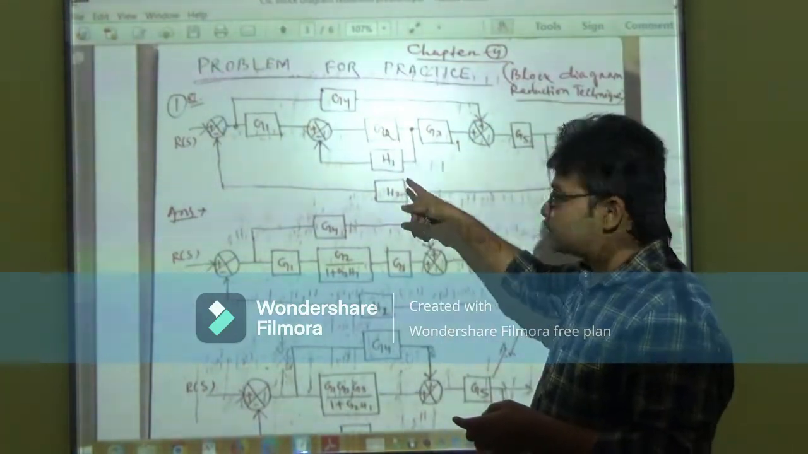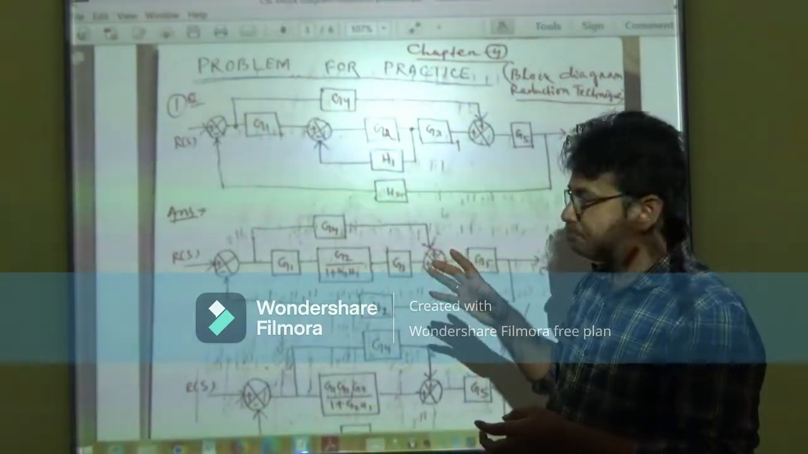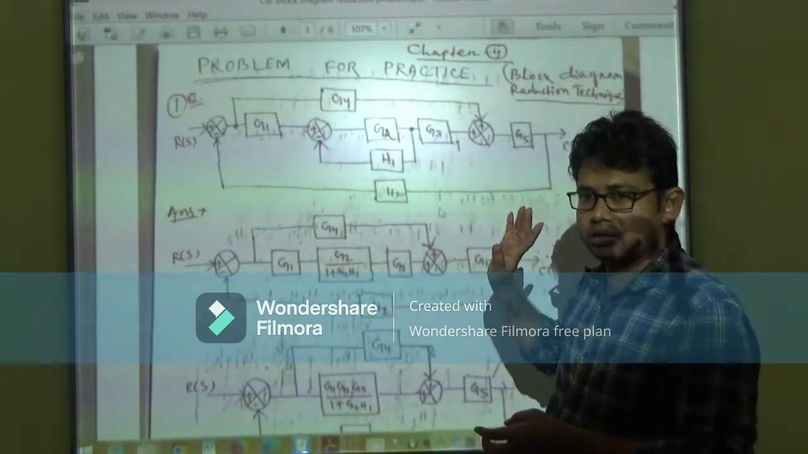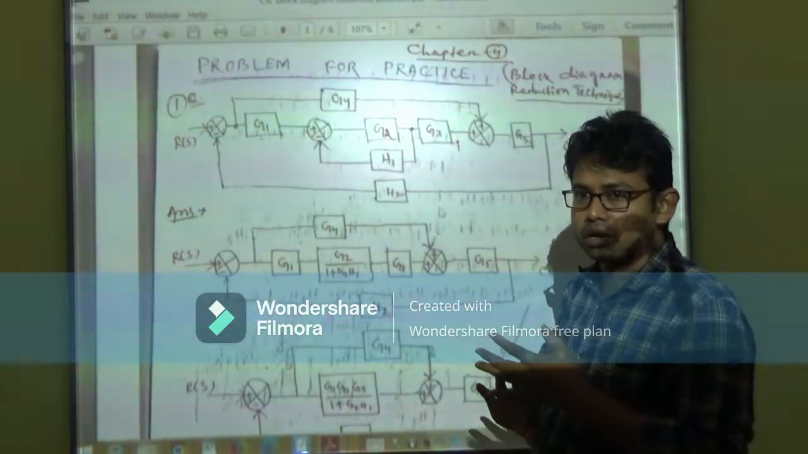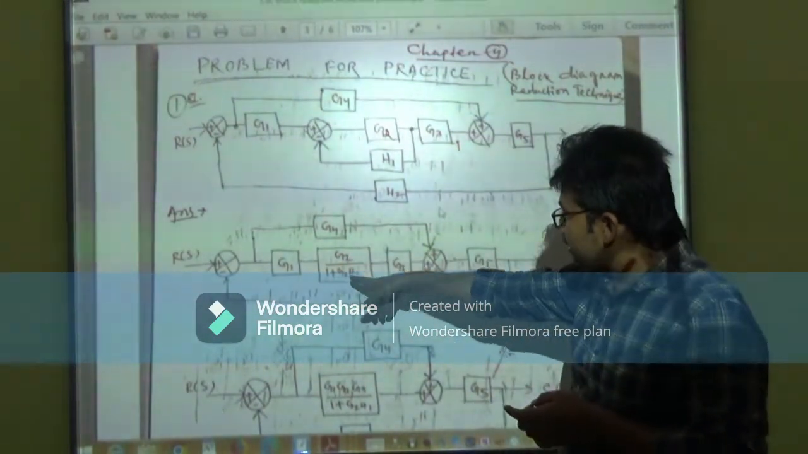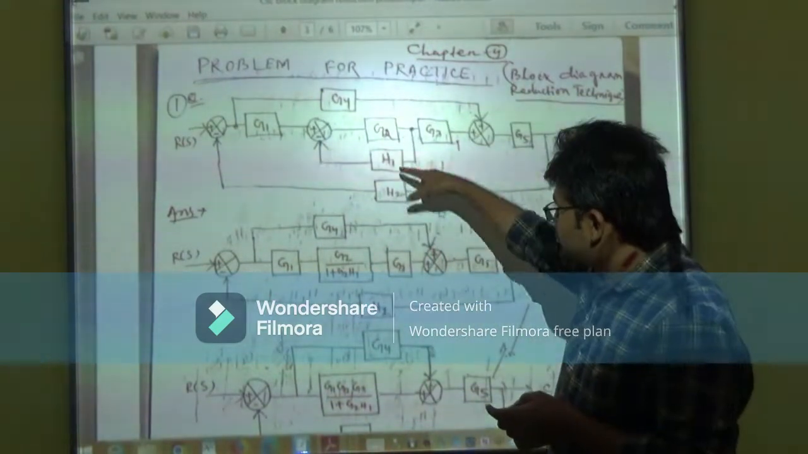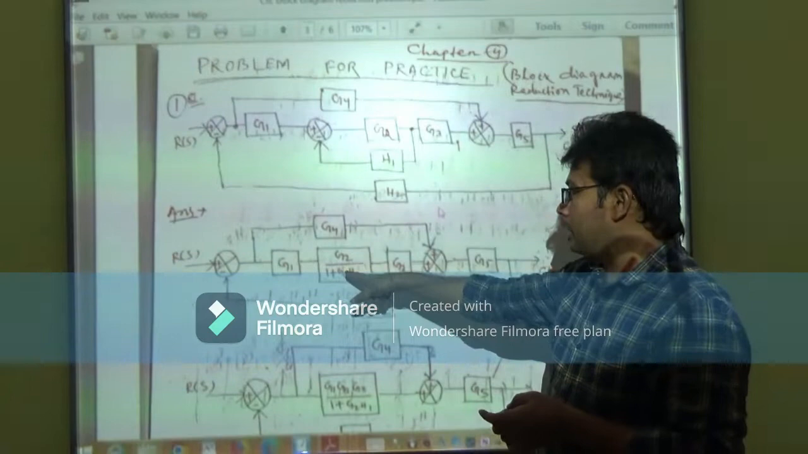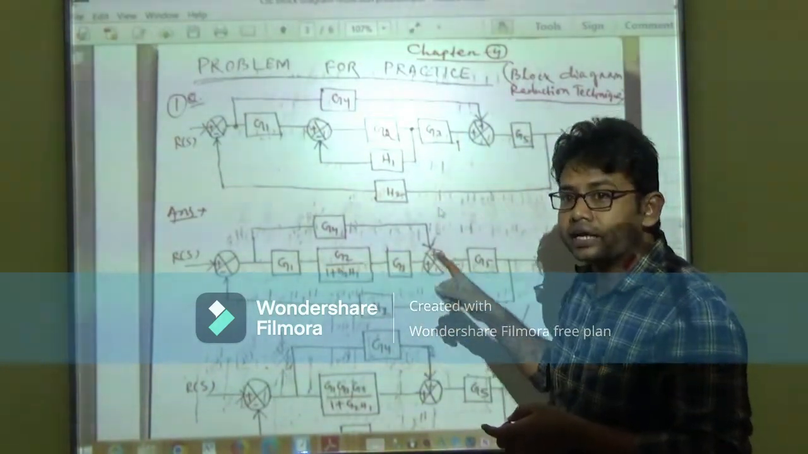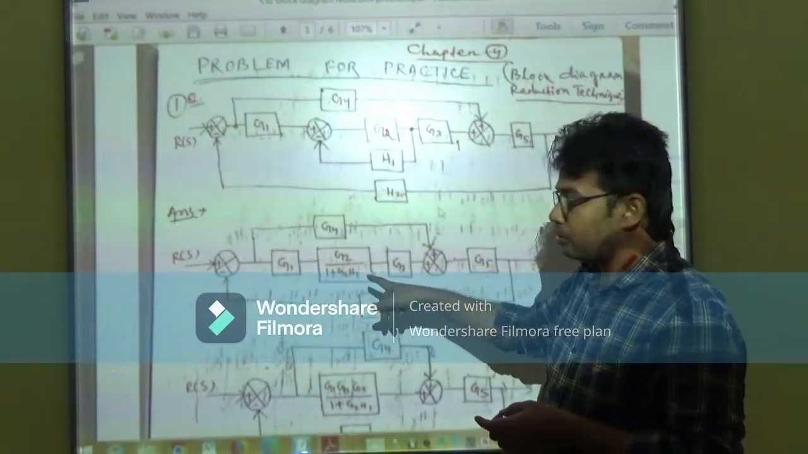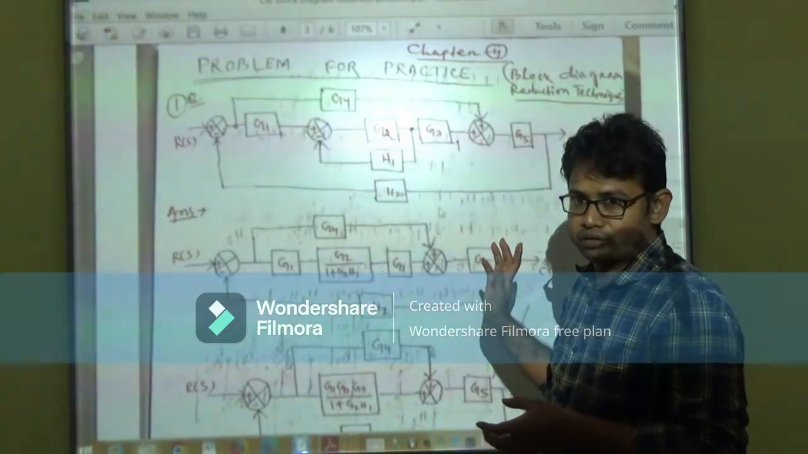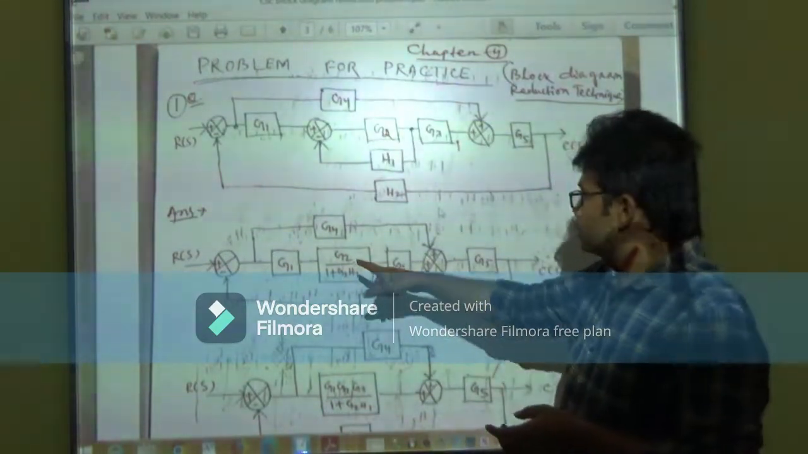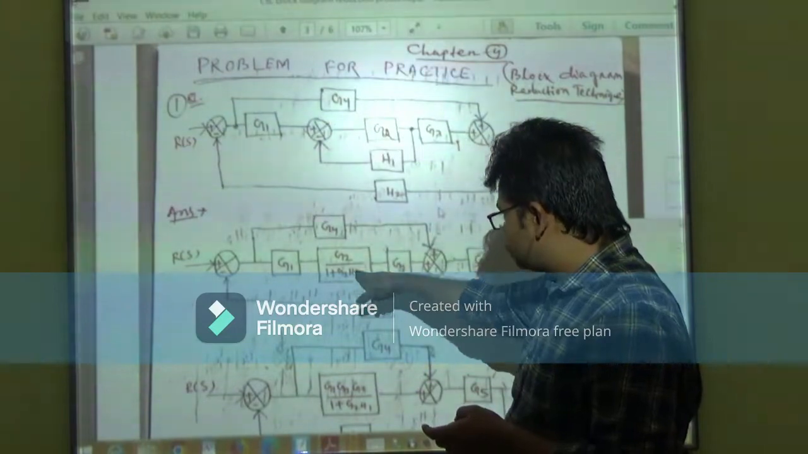For G2 H1, we know the effect of feedback formula is G2 divided by 1 plus G2 H1. We already discussed this in the last class. Clear? According to the effect of feedback formula, a positive sign in the denominator indicates negative feedback, and a negative sign indicates positive feedback. So that value is G2 by 1 plus G2 H1, and the second block is G2 by 1 plus G2 H1.